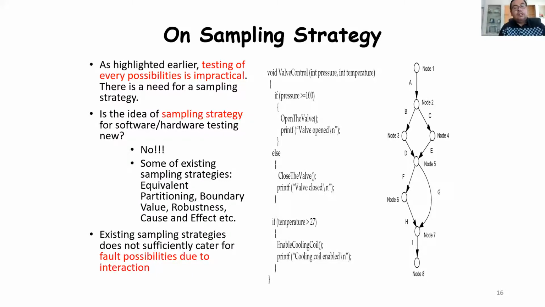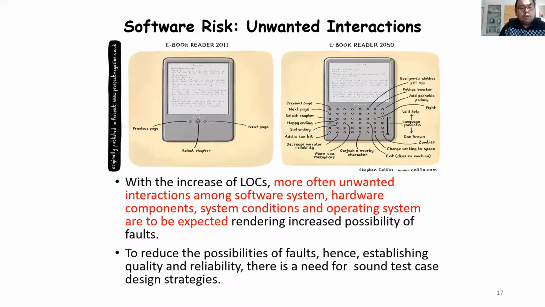It's nothing new, where you cannot test everything. You need to sample the test cases accordingly. Okay, now, there's also a software risk. For example, let's say you have an iPad or ebook reader having only 3 buttons. Now, maybe in year 2020, you have 20 buttons. There could also be possibilities of interaction between the buttons that causes a fault. Okay, so that is sometimes unwanted interaction that you need to test to reduce the possibilities of fault.